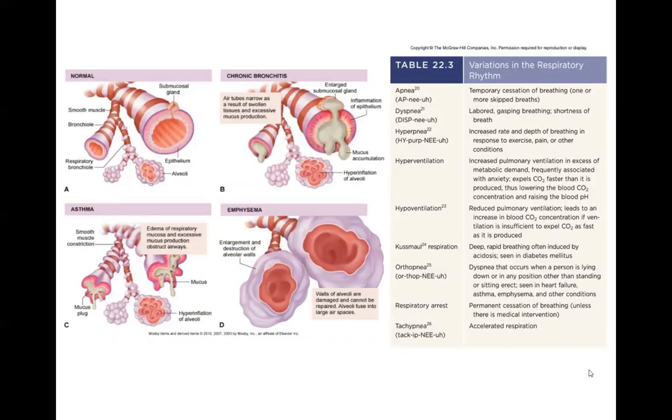Over on the right illustrates a table talking about respiratory rhythm. So we kind of talk a little bit about breathing rate. We'll talk a little bit more about it later in the lecture. Some of these terms you might have seen before, like apnea, which you may have heard of before, is a temporary cessation of breathing. So in other words, you actually lose your breath.